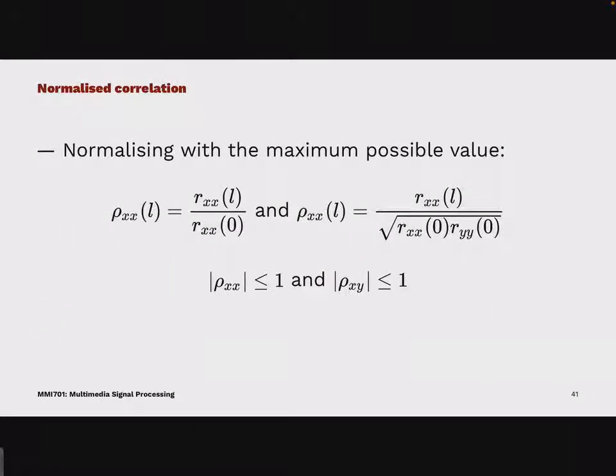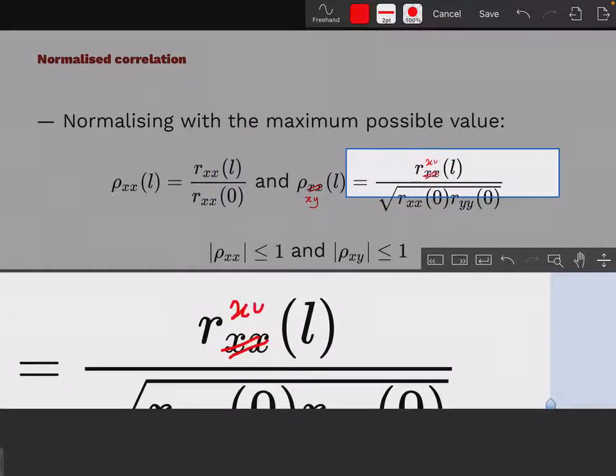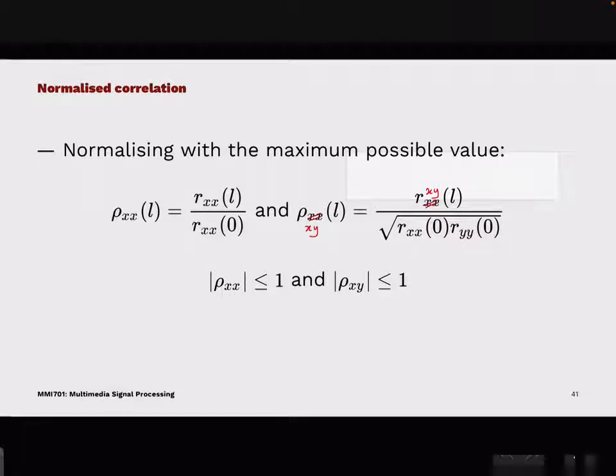Now, we can normalize then the autocorrelation with the value of the autocorrelation at zero lag and the cross correlation. I'm sorry about the second part, so this should have been xy and this should have been xy as well. I'm sorry about this little typo here. So we can normalize the auto and cross correlations with respect to the maximum values that they can achieve. And as a result, we end up with normalized auto and cross correlations whose absolute values are always less than or equal to 1.